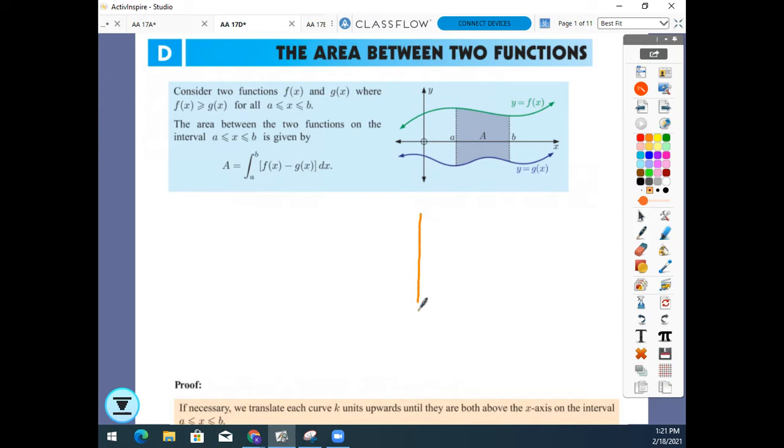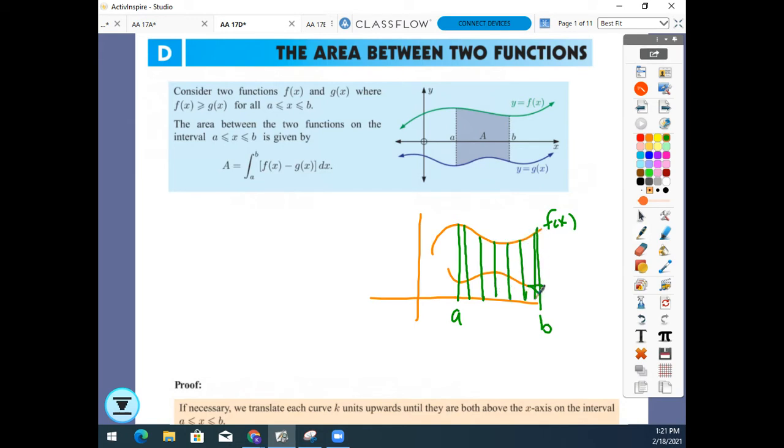All right, let me cover this part up and talk about this. So let's think about if I have two functions, and we want to evaluate from A to B. Think about if I just want to find f of x, the top function, I do everything from the curve to the x-axis. That's everything under f of x. Does it make sense if I want to go from f of x to g of x?